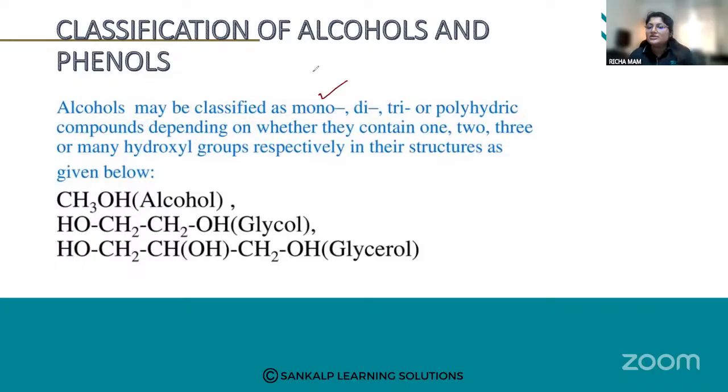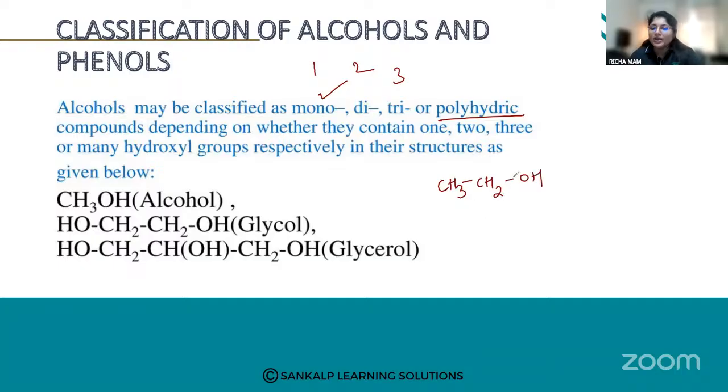Mono means when you have one OH group. Di means two OH groups. Tri means three OH groups. More than three, any number, 4, 5, 6, they are called polyhydric compounds. So depending upon the number of OH groups, the alcohols can be classified as mono, di, tri, or polyhydric compounds.